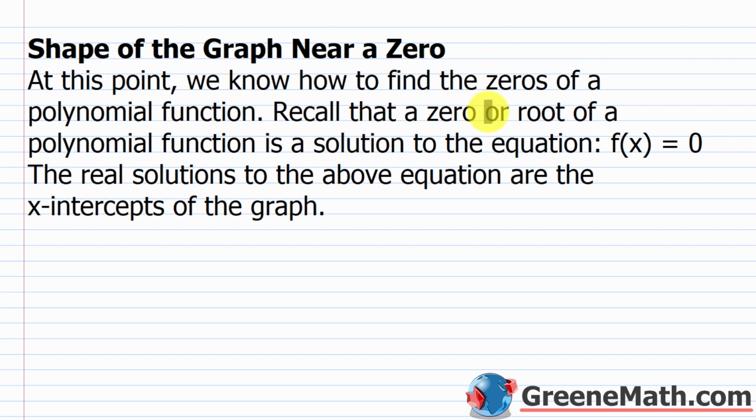Recall that a 0 or a root of a polynomial function is a solution to the equation f of x equals 0. So in other words, you can replace f of x or your y with 0 and solve for x. And the real solutions to the above equation are the x-intercepts of the graph. So let me highlight real solutions there. We already know that we might have non-real complex solutions. Those guys are not going to be x-intercepts on your graph. So it's really important to understand that.